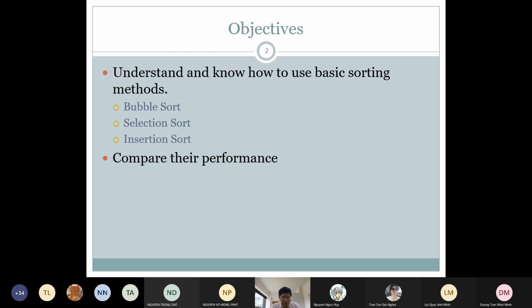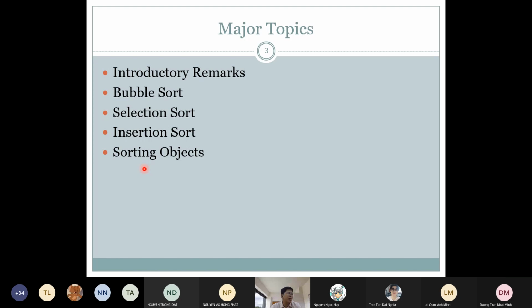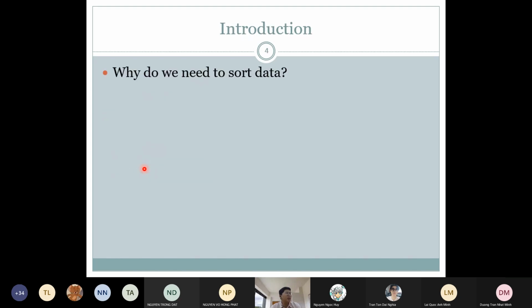Now, you see that there are many other sorting algorithms. The difference is the way they sort and the performance, of course. People have to invent many sorting algorithms because we want to improve the performance of the algorithms. In this section, we show you the basic sorting algorithms and then compare their performance. So we have bubble sort, selection sort, insertion sort, and then we sort objects. We compare the sorting.